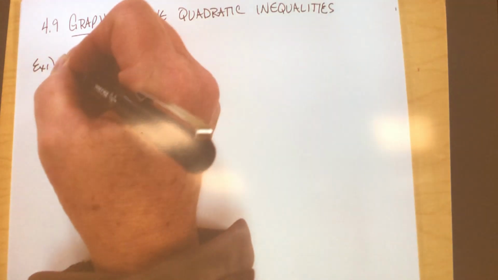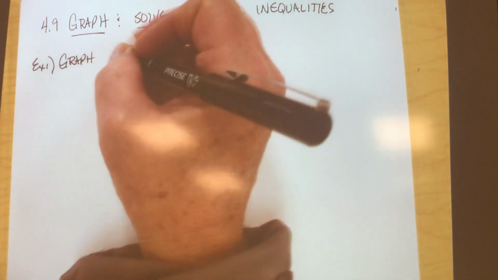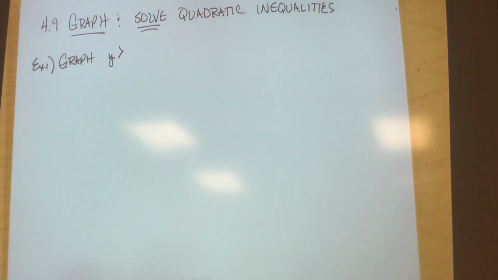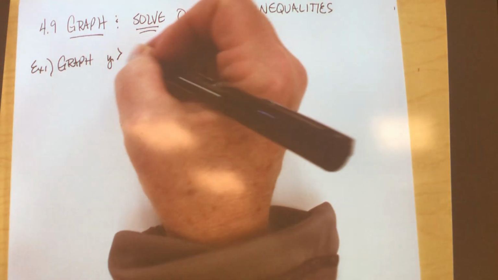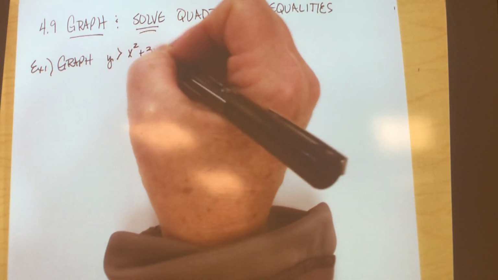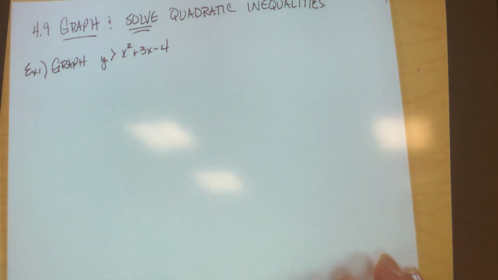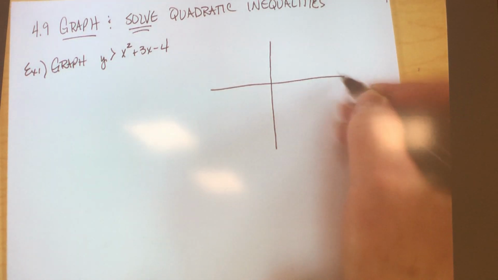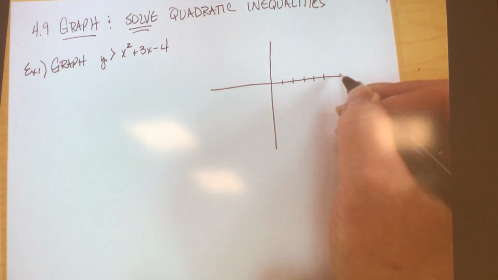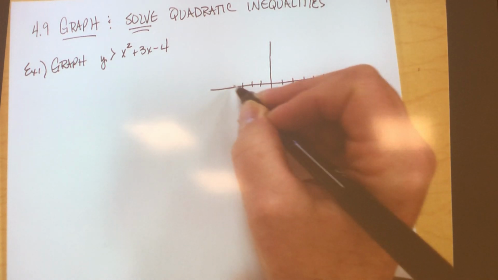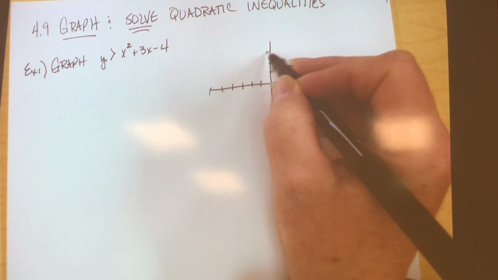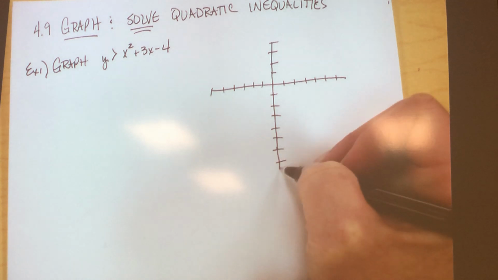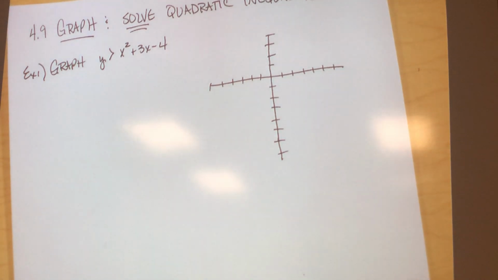So here's the first problem. Graph y is greater than x squared plus 3x minus 4. Inequality means no equal sign, we're going to have greater than and less than signs. Okay? So I know I'm going to graph this on a coordinate plane. So I'm going to just go ahead and draw mine. Okay, so there's my coordinate plane.